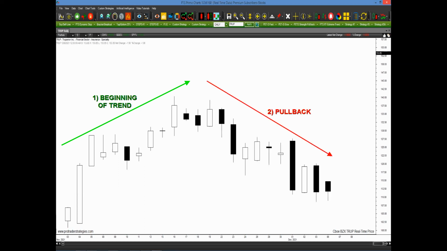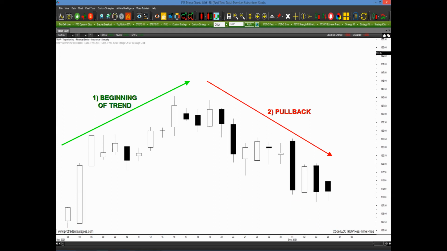Step number 2 is the pullback. This is the pullback phase. Someone would say, well, Steve, it looks like a downtrend. Well, it could be a downtrend, but according to the rules of strategy number 9, this is not a downtrend. This is a pullback. This is a buying opportunity.